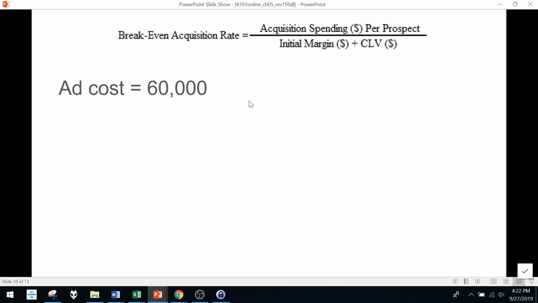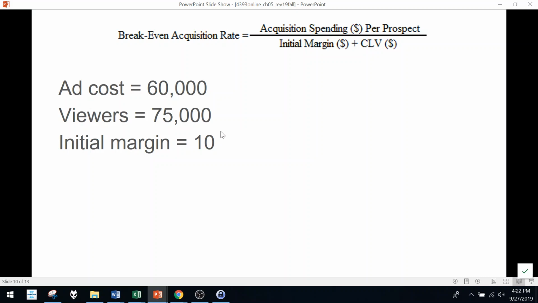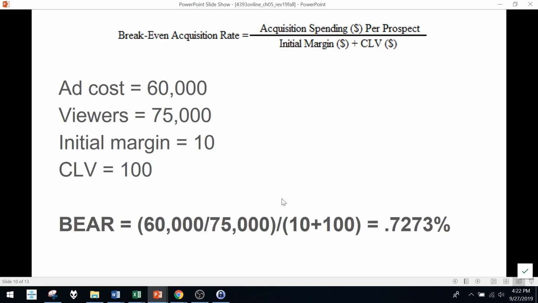Initial margin, CLV, we've already talked about. Your ad costs, we've already been given, of $60,000. The number of viewers is 75,000. Initial margin of 10 was already given. Customer lifetime value of 100 was always given. Plug all that in. Here's your break-even acquisition rate. It's 0.7273%, so less than a percent. Is that good? Is that bad? It's probably not bad because it's very low. It's less than 1%. Your acquisition rate given was 1.2%, so it's much higher than this break-even number. So that's actually pretty good.